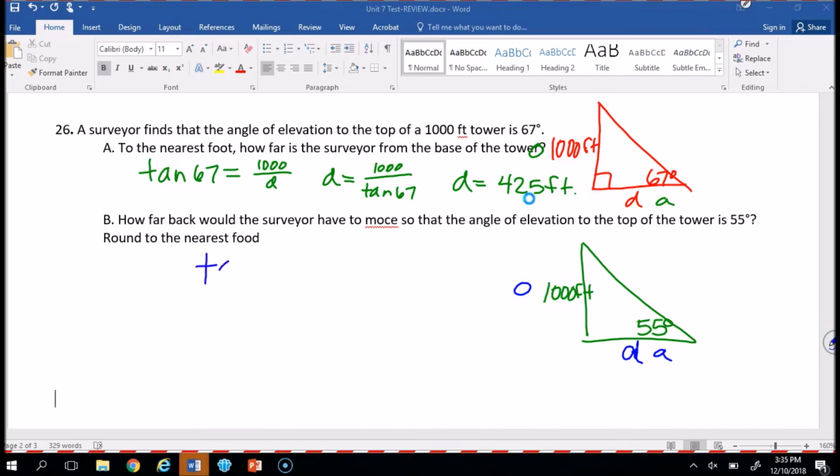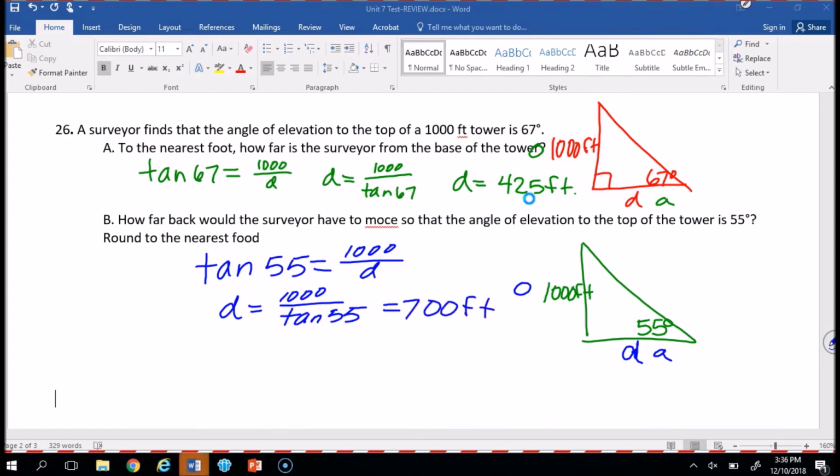So we're going to say the tan of 55 this time is equal to 1,000 divided by d. Swap places again with our variable and our tan 55. So d is equal to 1,000 divided by tan 55. That answer was 700 feet. Then it's asking us how much further did we have to move back. So we're going to do 700 minus 425, and that equals 275. So the amount we had to move back was 275 feet.